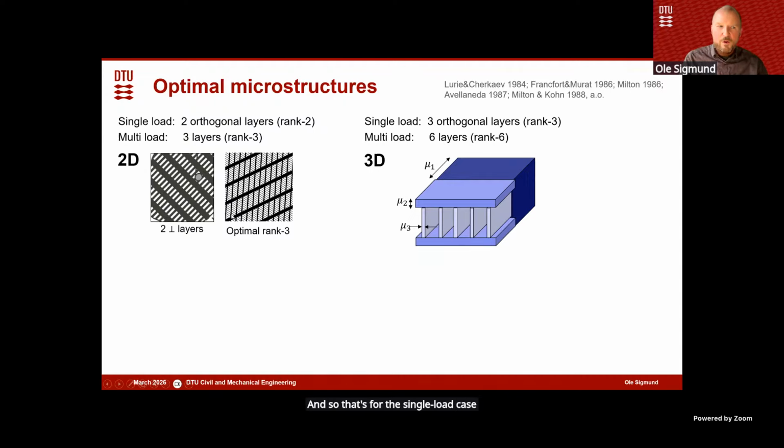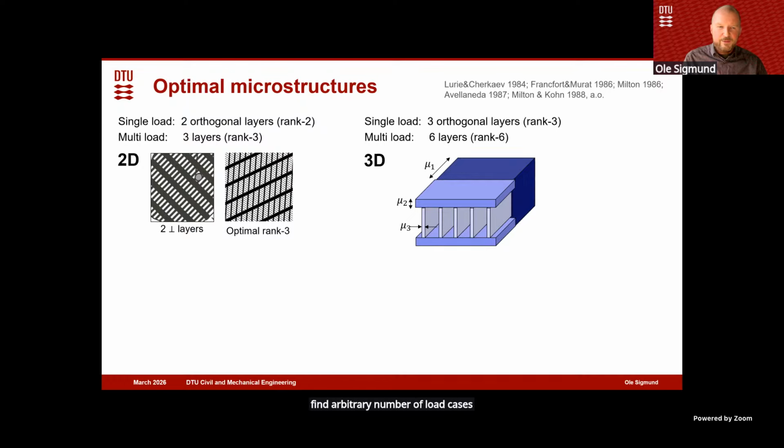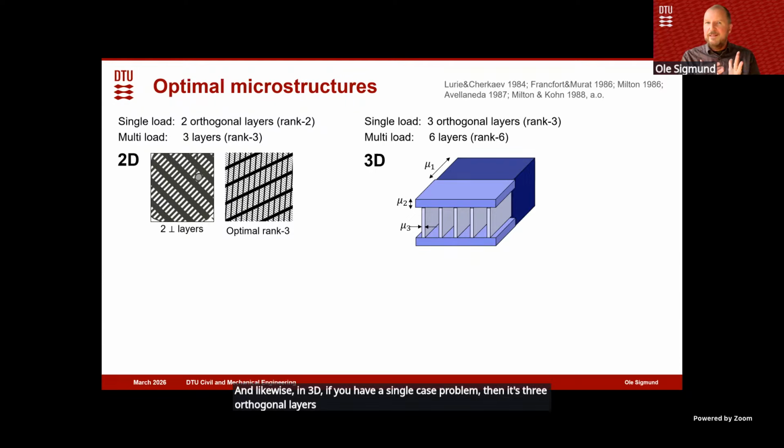If you have more load cases, then they could also prove that the optimal structure consists of 3 layers at different length scales. Not 4 or 5 if you have 4 or 5 load cases. 3 layers is enough for an arbitrary number of load cases. And so that led to this rank 3 material. And likewise, in 3D, if you have a single load case problem, then it's 3 orthogonal layers at different length scales. And no matter how many load cases you have, you only need at most 6 layers. And so 6 layers can also produce an isotropic microstructure.